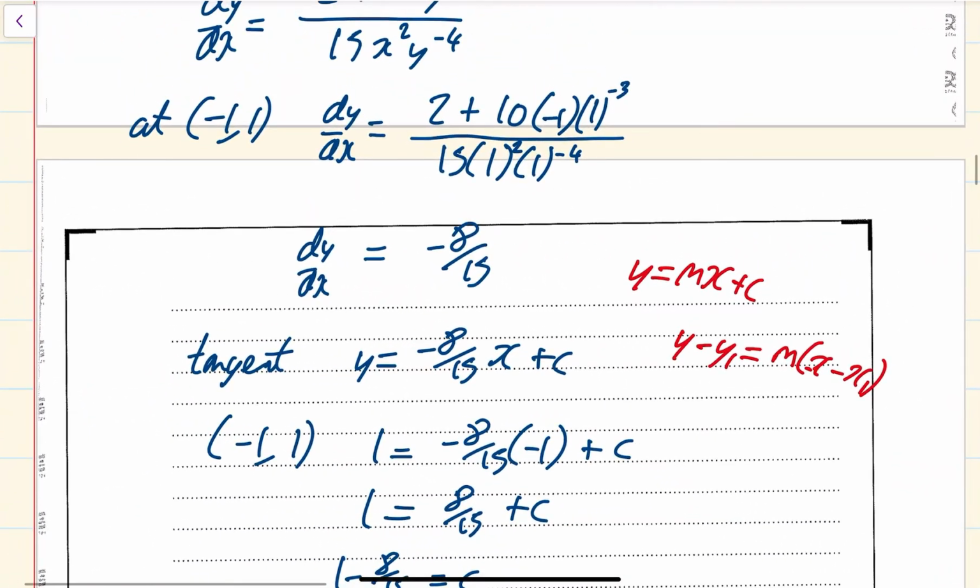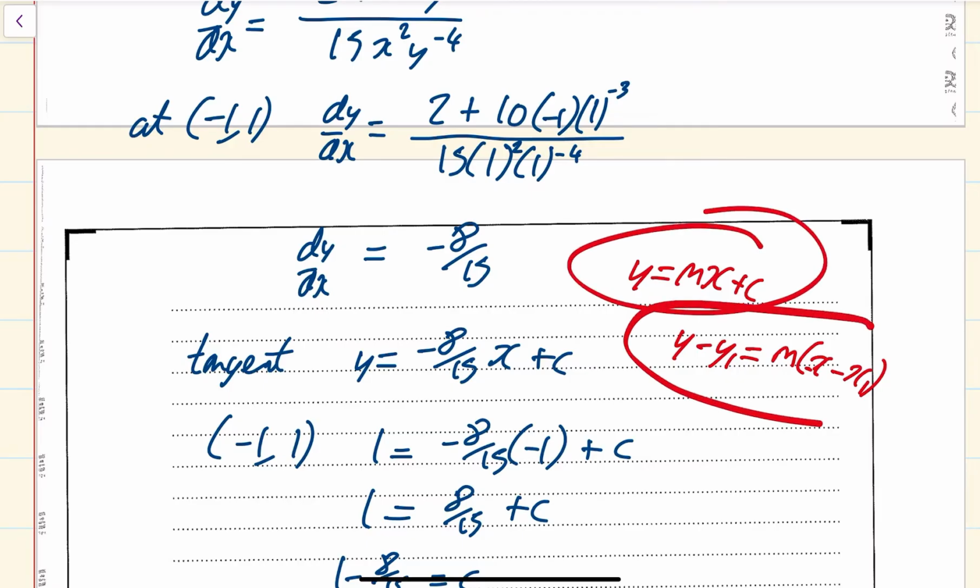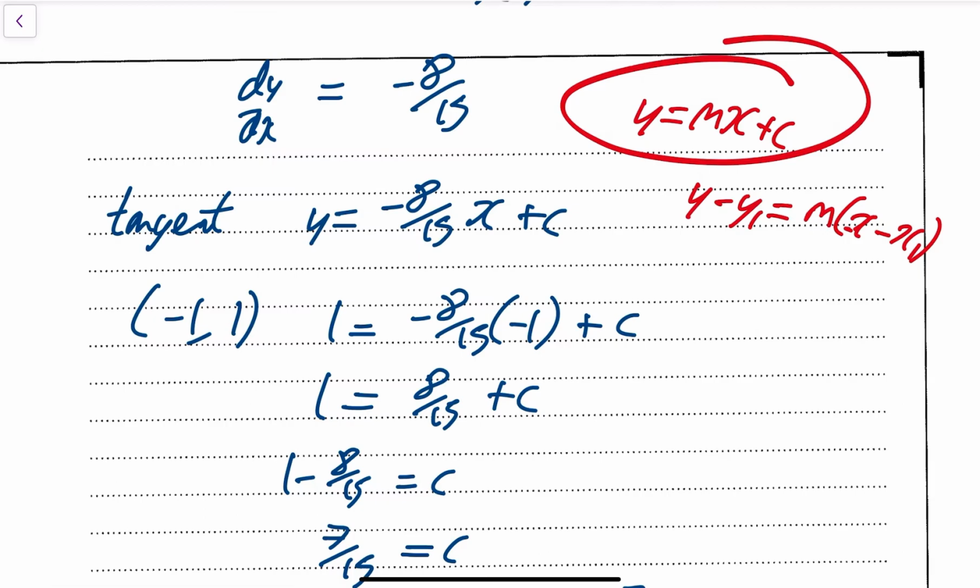My tangent is y equals mx plus c. You may prefer this, whatever you prefer. I definitely prefer the top one. I'm going to use y equals mx plus c. So tangent is y is equal to minus 8 over 15x plus c. And then sub in the point. So I would just say, put a wee word in, at minus 1, 1. My y value is 1, my x is minus 1. Tidy that up. 1 equals 8 over 15 plus c.